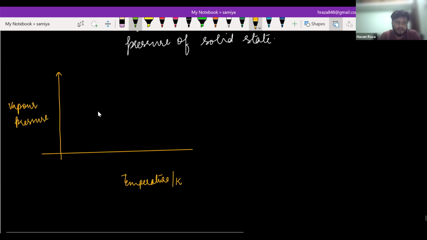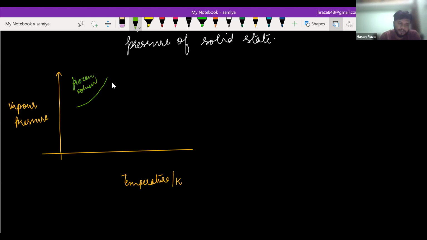And the graph will be like this. This is basically frozen solvent. This is for frozen solvent. And this is basically for liquid solvent. Liquid solvent. And this is the point for solution. Now you are going to understand it.